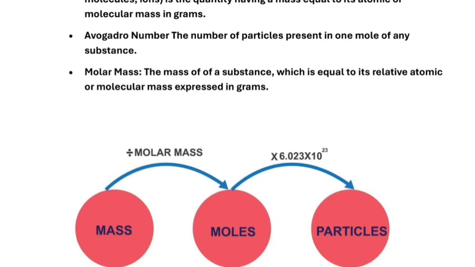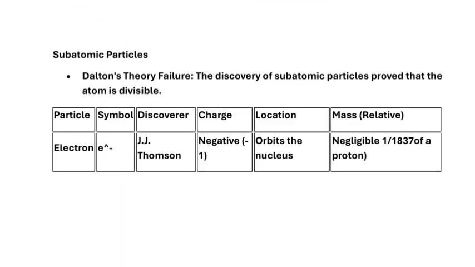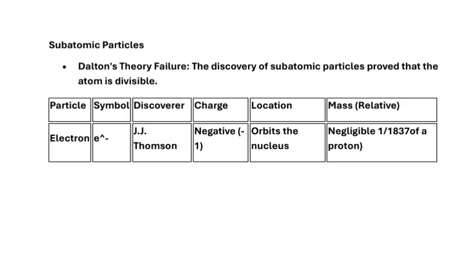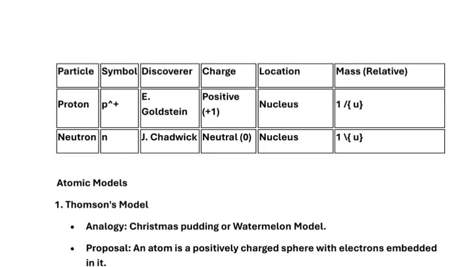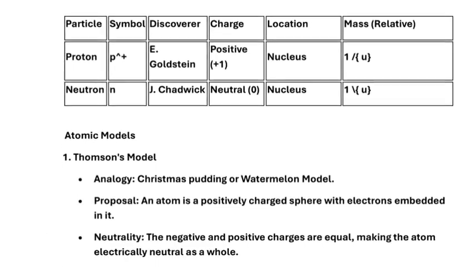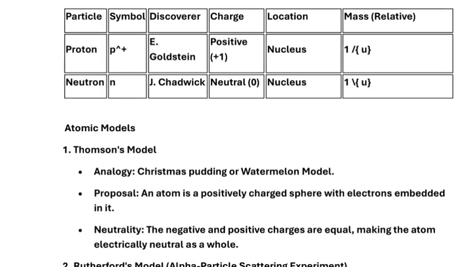Subatomic particles. Dalton's theory failed: the discovery of subatomic particles proved that the atom is divisible. Electron, symbol e, discovered by J.J. Thomson, negative charge, orbits the nucleus, relative mass negligible, 1/1837 of a proton. Proton, symbol p, discovered by E. Goldstein, positive charge, +1, in the nucleus. Neutron, symbol n, discovered by J. Chadwick, neutral, 0, in the nucleus.